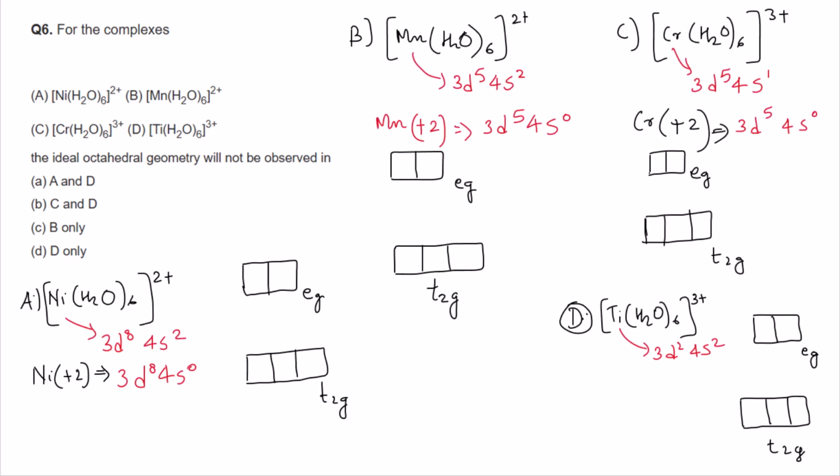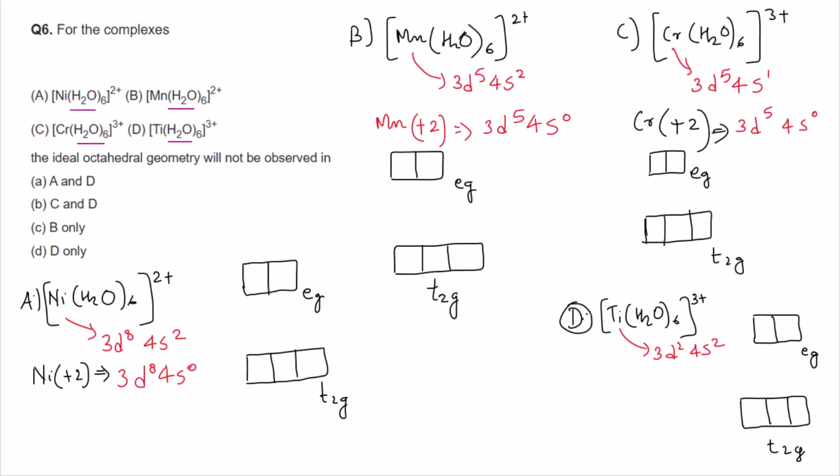Moving to the first option, nickel H2O whole 6 2 plus. One thing I want to mention here is that in all four options the ligands are H2O, aqua ligands, and we know that these are weak field ligands. So in all these cases the d electrons will not be paired. All of these are high spin, weak field complexes.